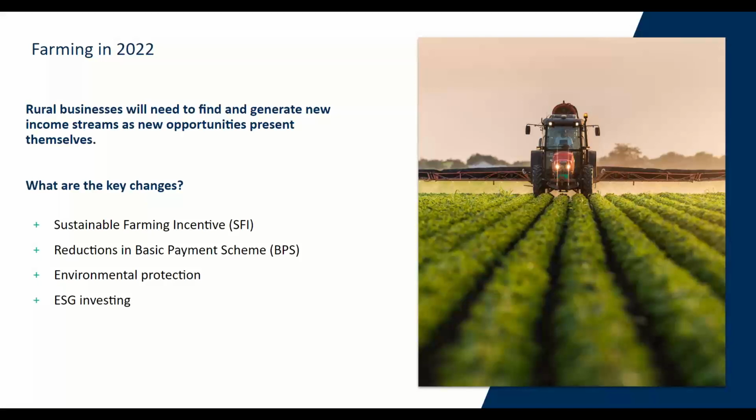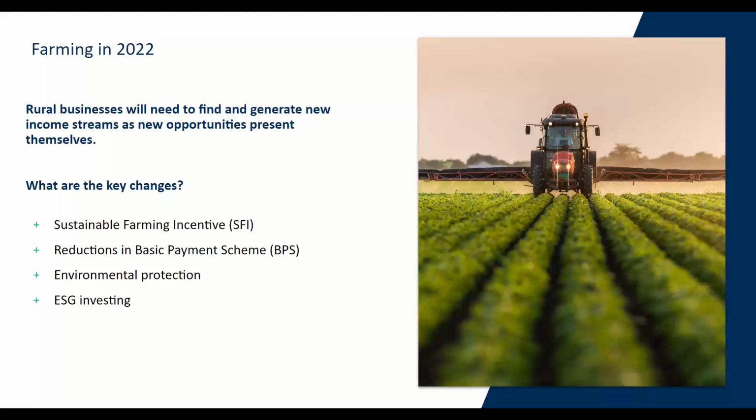And so the SFI aims to help farmers manage land in a way that improves food production and is more environmentally sustainable. And farmers will be paid to provide public goods like improved water quality, like biodiversity, like climate change mitigation.